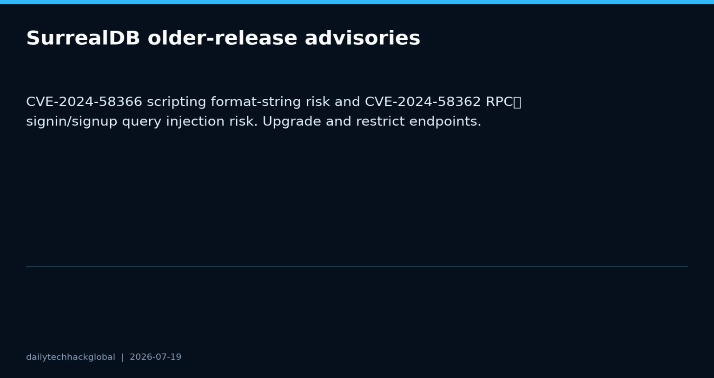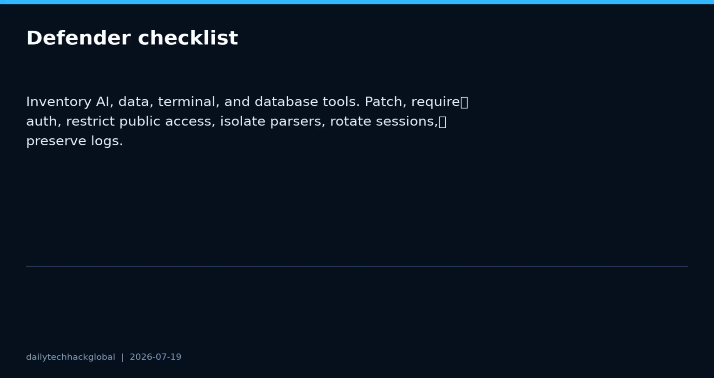Across all of today's stories, the pattern is bigger than any one product. AI and developer tools increasingly combine natural language interfaces, code execution, databases, terminals, model context servers, plugins, and file parsers. That combination is powerful, but it means a small configuration mistake or library bug can cross security boundaries quickly. Inventory these tools like production control plane assets. Ask who can reach them, what data they can touch, what code they can run, what credentials they can access, and how long logs are retained.